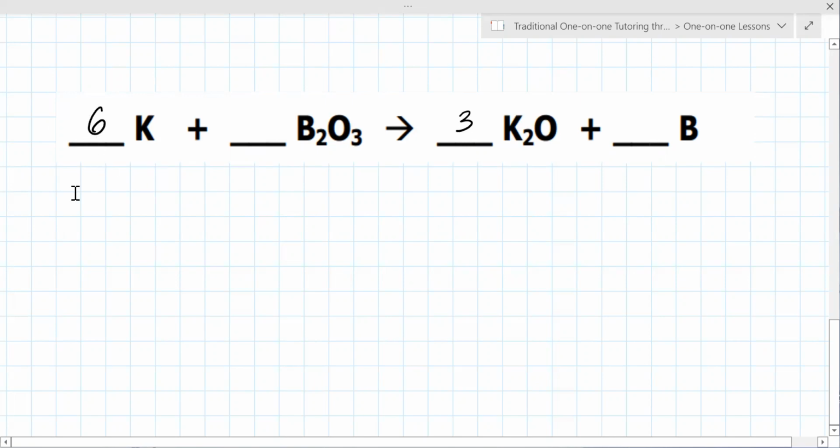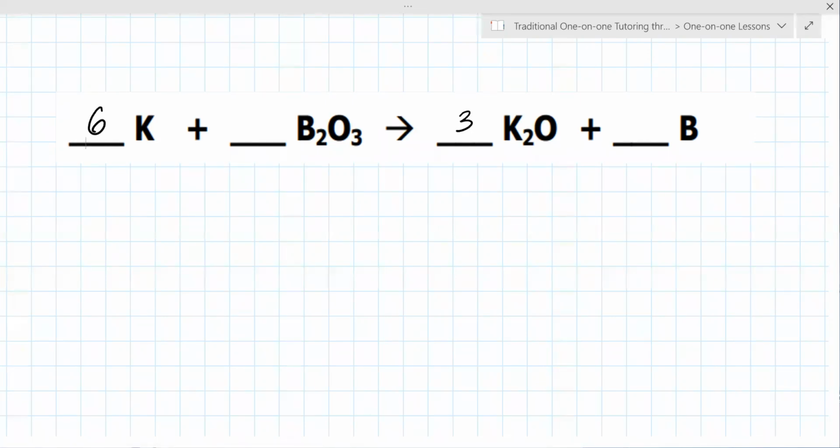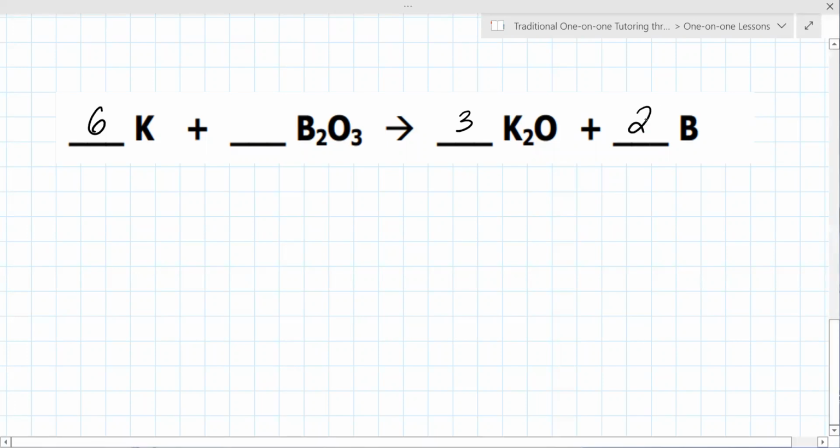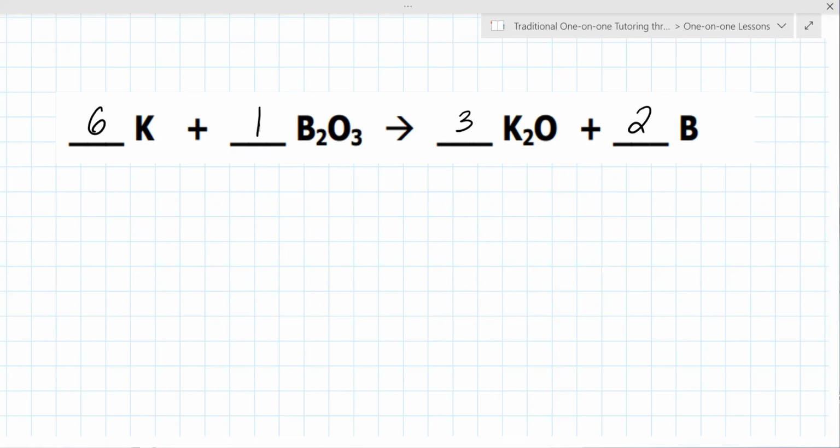Are the Bs also correct? No. So we would go 2 there. And then you always do another double check. All right, 6 Ks, I got 6 Ks, 2 Bs. If I put a 1 there, that's 2 Bs, 3 Os, looks like it's good.